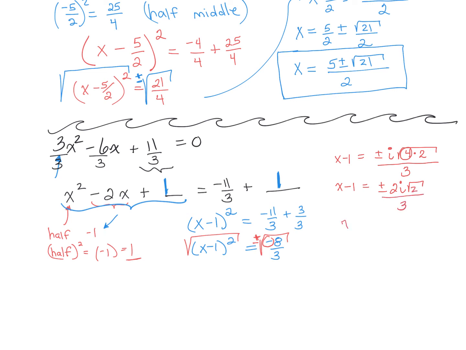And then we'll add our 1. Now the 1 is not divided by the 3, so remember that. But if you wanted to, you could make this 3 over 3, and then you could write it as 3 plus or minus 2i root 2 all over 3.